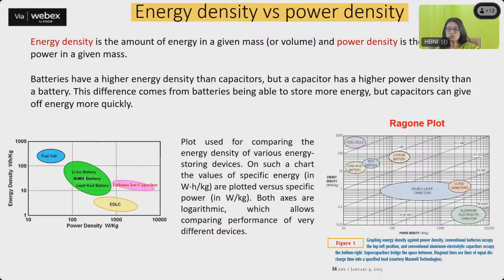Now, please remember, batteries. This is probably the last slide for batteries. From the next slide onwards, I'm moving towards supercapacitors.